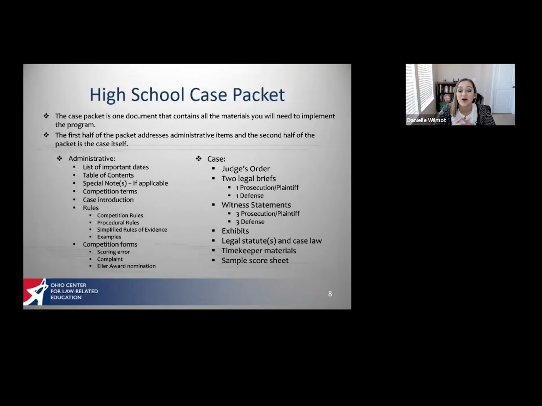And if you already have it, you'll know how long it is. And if you don't, it is a pretty thick document, but that's because it has truly everything you will need. It has rules, it has a whole bunch of stuff. So let's dive into what it looks like.